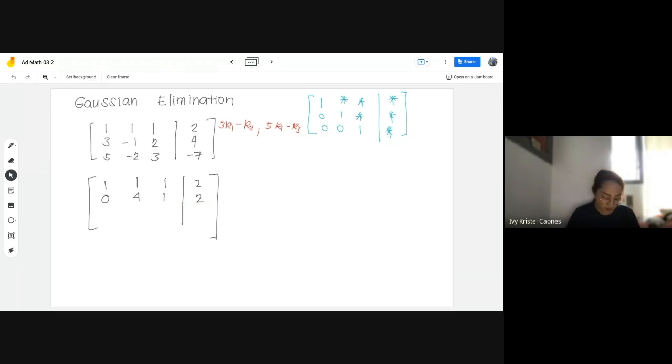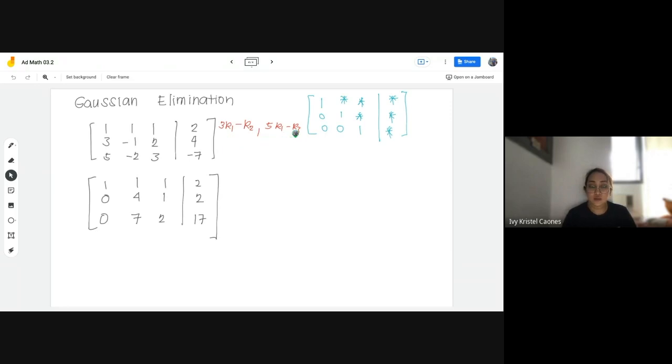Next will be 5. So, 5 times 1 is 5 minus 5 in row 3, so that is 0. Then, 5 times 1 is 5 minus negative 2 is 7. Then, 5 times 1 is 5 minus 3 is 2. Then, 5 times 2 is 10 minus negative 7 is 17. Okay? So, this is the new matrix after performing these operations.